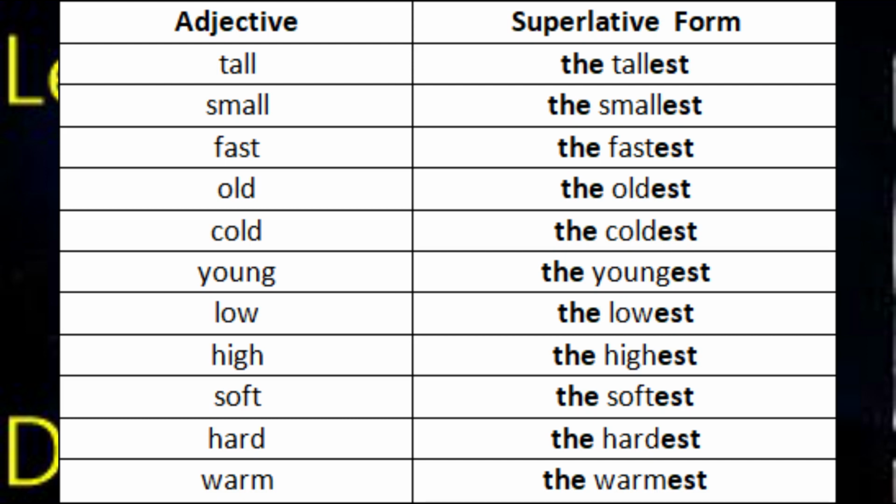So we have tall, the tallest, small, the smallest, fast, the fastest, old, the oldest, cold, the coldest, young, the youngest, low, the lowest, high, the highest, soft, the softest, hard, the hardest, warm, the warmest. Let's take an example. Algeria, Libya, Tunisia, and the adjective is small. So, Tunisia is the smallest.